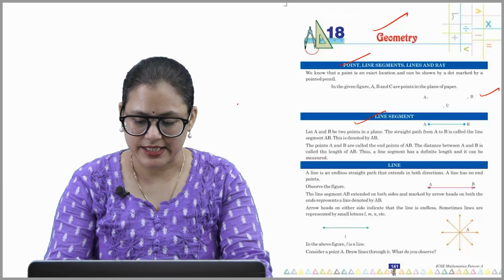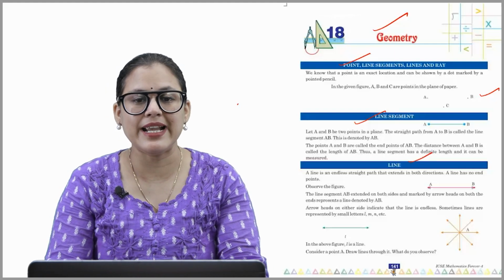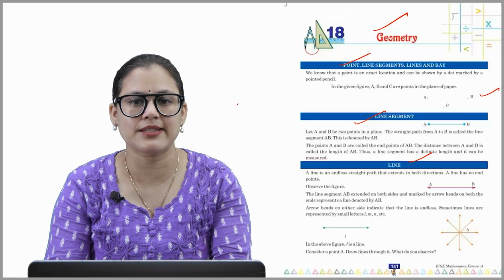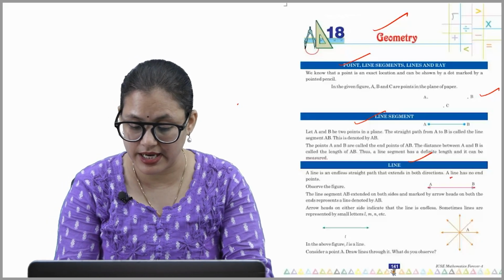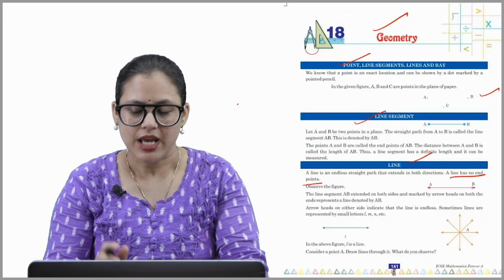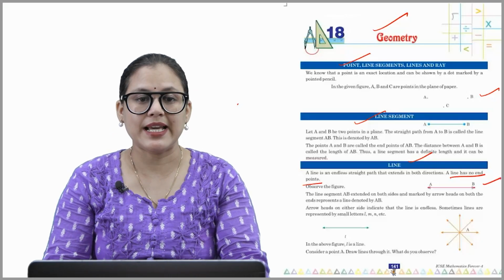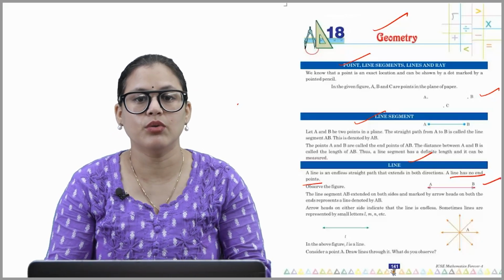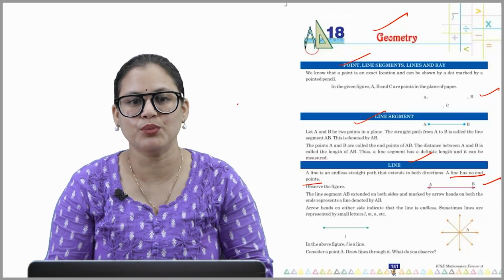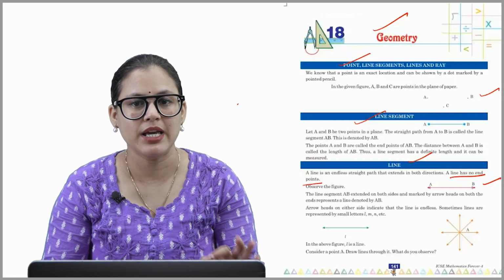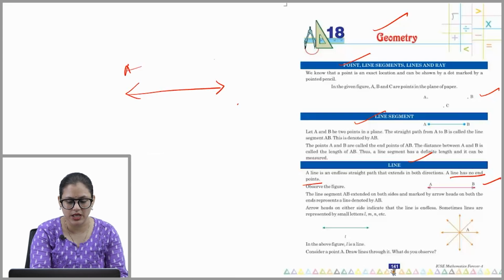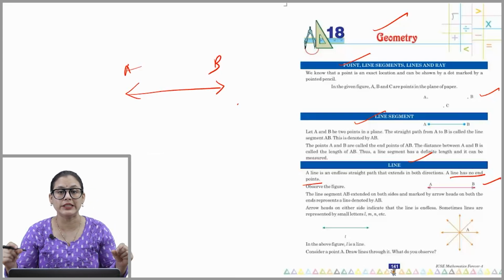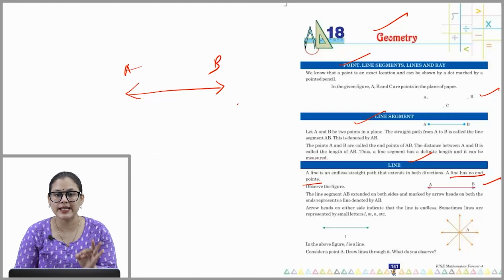Okay. Next, line. A line is an endless straight path that extends in both directions. A line has no endpoints. Remember that. A line doesn't have any endpoint. Observe this figure. The line segment AB extended on both sides and marked by arrowheads on both the ends represents a line denoted by AB. See, this is a line AB and we can extend this line in both the directions. So, arrowheads on either side indicate that the line is endless.